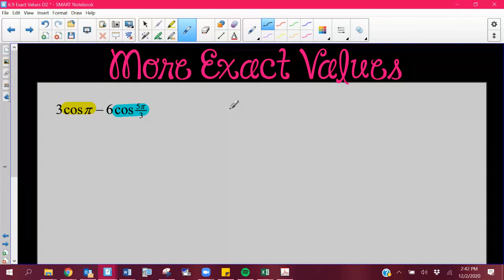So my first goal is to find the cosine of pi. And then my second goal is to find the cosine of 5 pi over 3. And then I'm going to combine them together using the expression they gave me. So let's first find the cosine of pi.